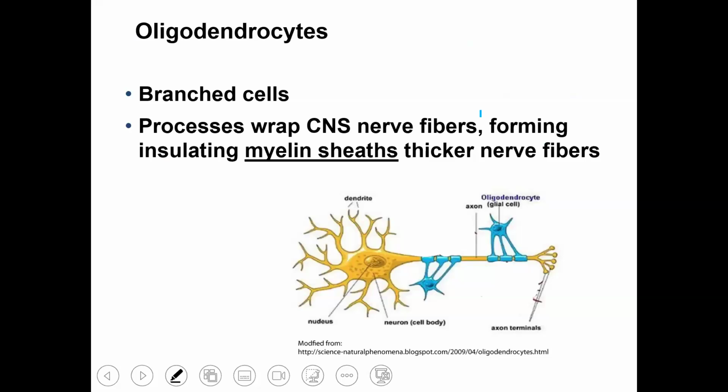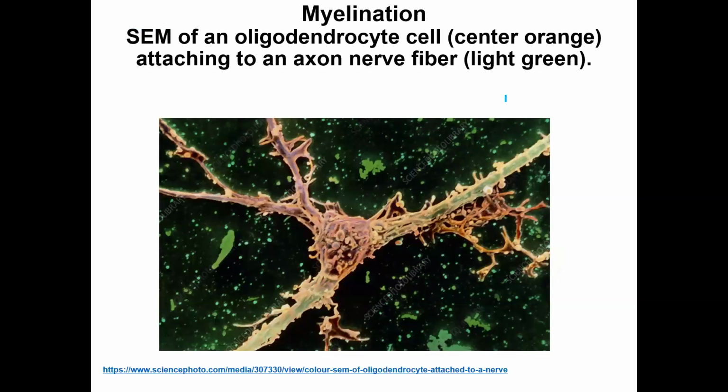Okay. So here are our oligodendrocytes. Oligo means scanty or few. And what we see here are scanty or few of these branched cells. And their processes are those little arms here, and they wrap around that axon of this nerve in the central nervous system. Okay, central nervous system. They form these insulating myelin sheaths, which is this thicker nerve tissue, and we'll take a more expanded look at that in a moment.